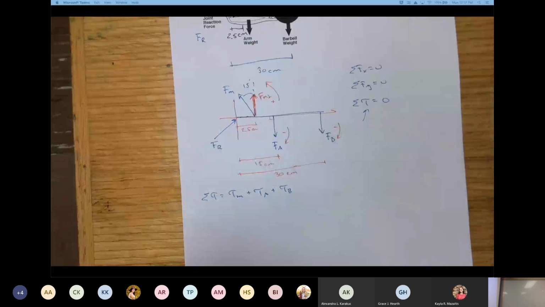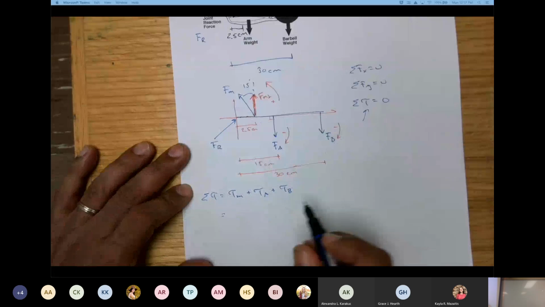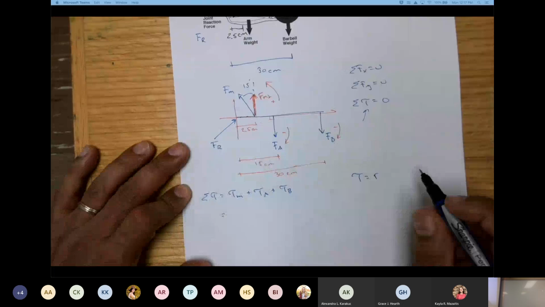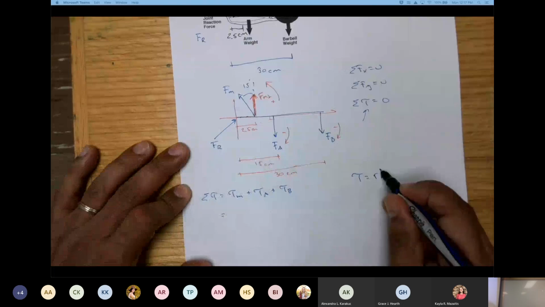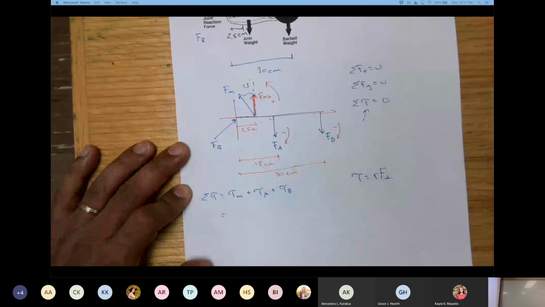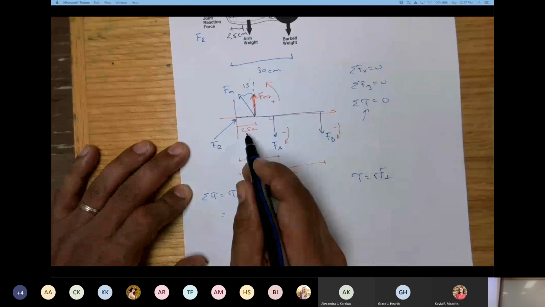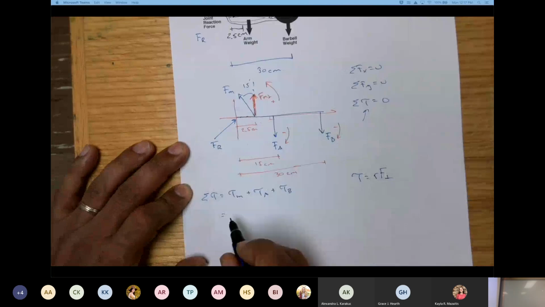So I'm going to write down the equation for the torque. And this will be, the torque is the distance to the force from the pivot point times the perpendicular force. So I will have, for the muscle one, 0.025 meters.